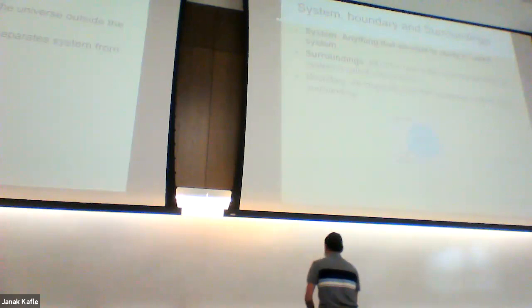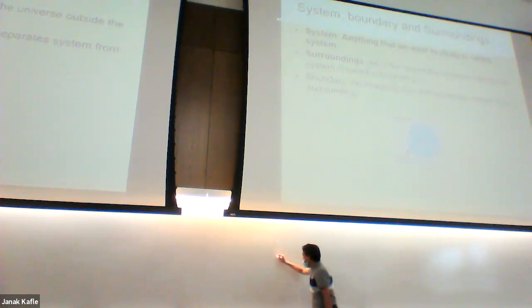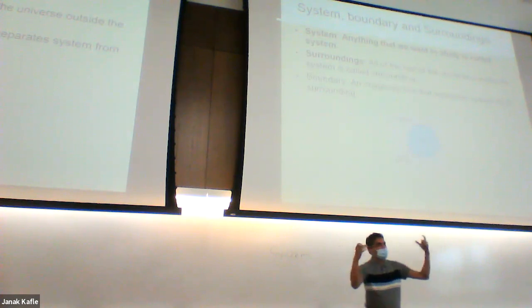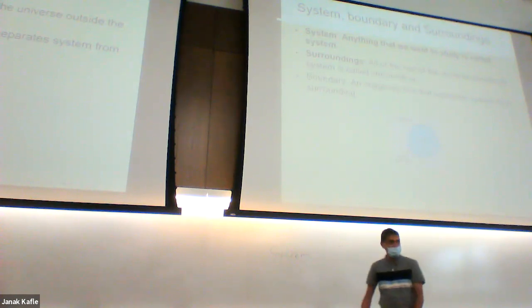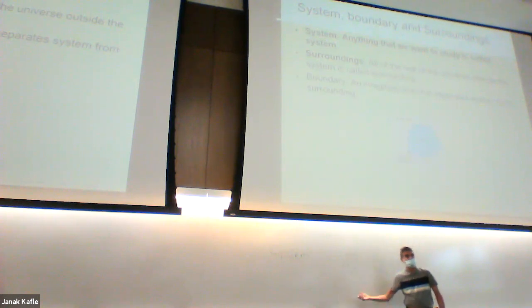In thermodynamics, there are a few terms that we need to define. One is a system. What is a system in thermodynamics? Something that I want to study is called a system. If I want to study one thing, that is called a system. Let's say I have a thing here, maybe this is a stone. I want to study about this stone here.